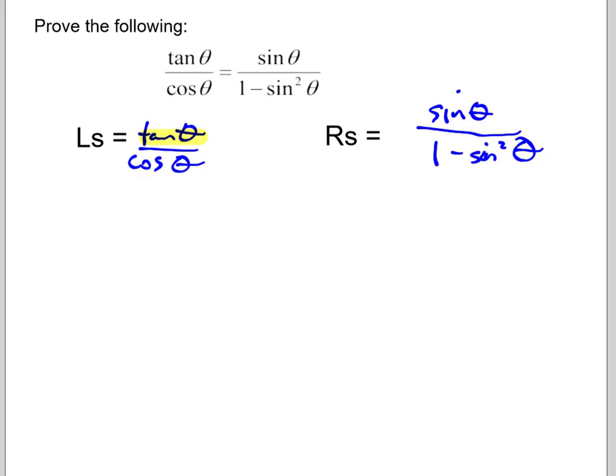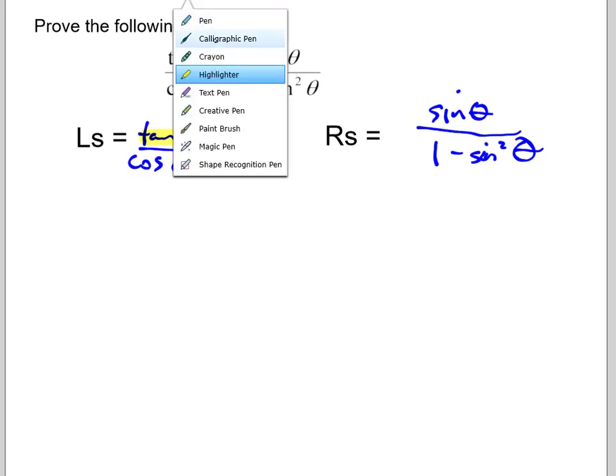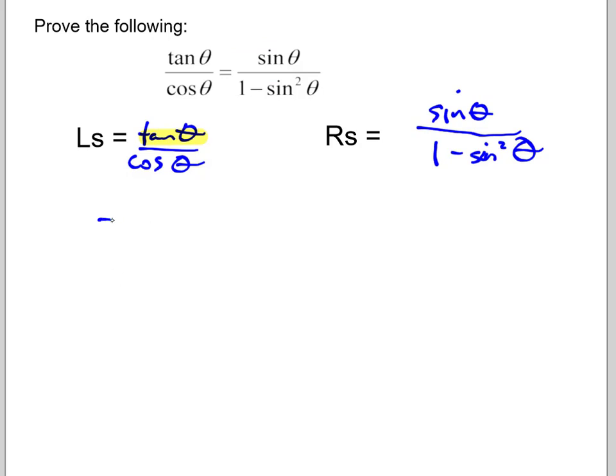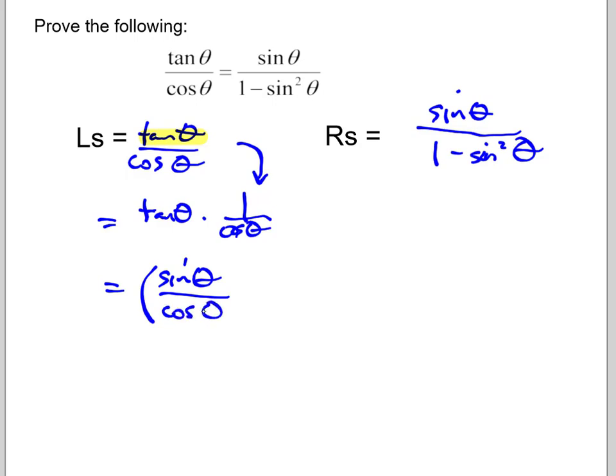So we're going to replace tan theta. Okay, and I'm just going to write it this way so you can see how the algebra works. Tan theta times 1 over cos theta. These two things are exactly the same. All I've done is I've pulled the denominator out. I'm just multiplying by 1 over cos theta. It's the same thing. And what it does is it allows me to look at tan theta and replace it with sine theta over cos theta.